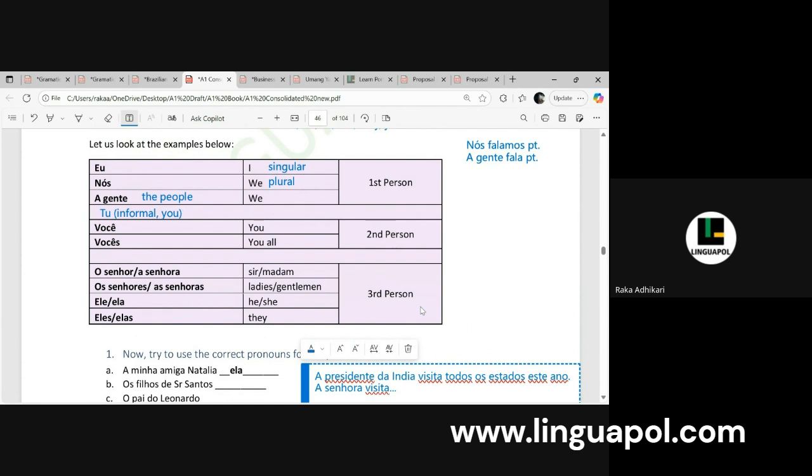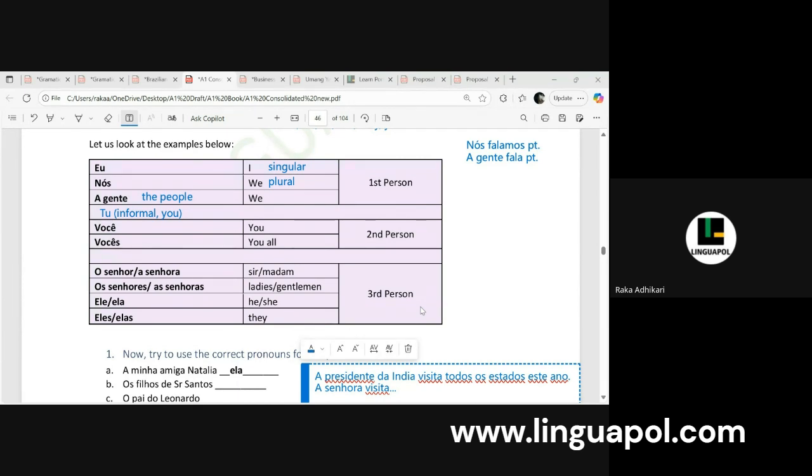Then coming to second person, we have tu, which is you informal, only used in European Portuguese. We will not use it in Brazilian. Then we have você and vocês. Você for singular, vocês for plural. So você is considered you formal in European Portuguese, that is आप, what in Hindi we call aap. But in Brazilian, we only have one você. We don't have two. So você is used for anyone.